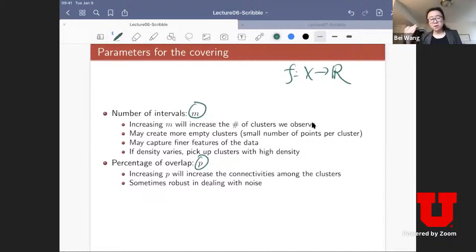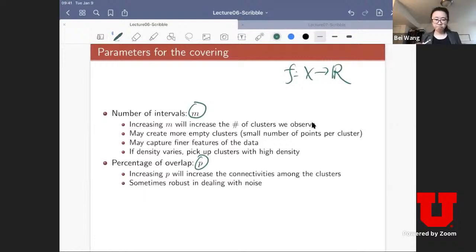Another typical trend is that as you increase the number of intervals, the intervals become shorter and shorter, and you are going to get some more fine features of the data, like my example of the finger of the snowman, right? And of course, if my density varies and my intervals are not adaptive to the density, if I just use uniform intervals, then I'm typically going to pick up clusters with high density.